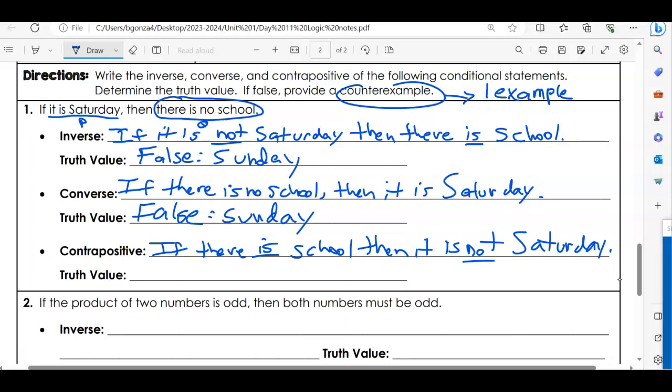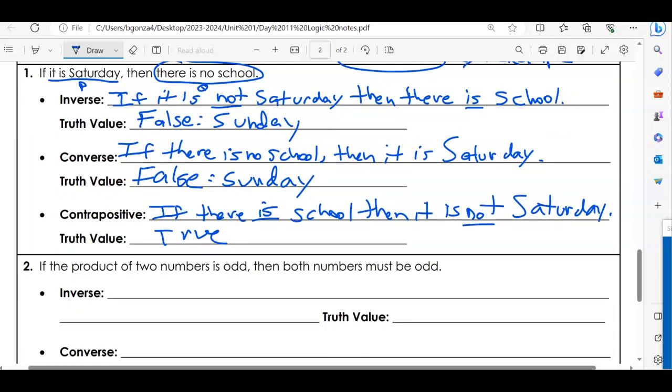Now, is this true or false? So if there is school, that means it's Monday through Friday. Does that mean it's not Saturday? Monday through Friday is definitely not Saturday, right? All right. So we can say true, cross out number 2, and then we're just going to do number 3 and call it a day on that, okay?